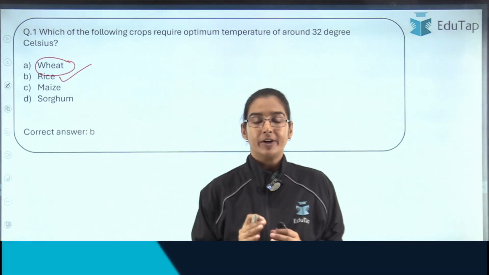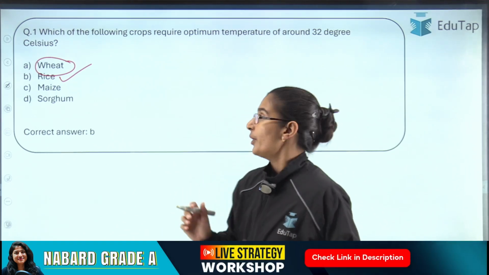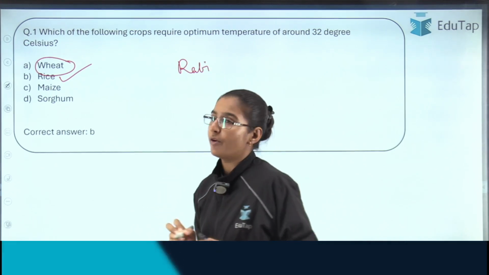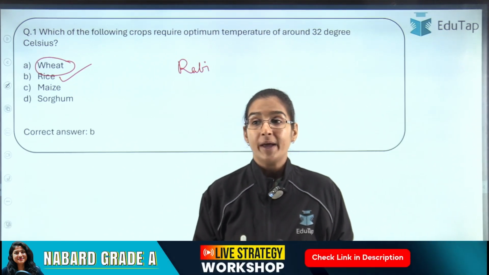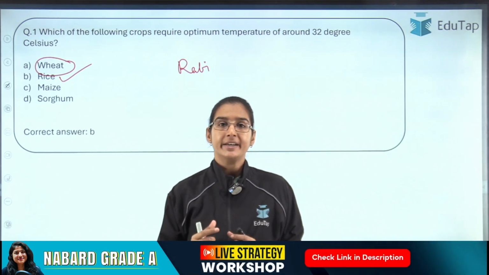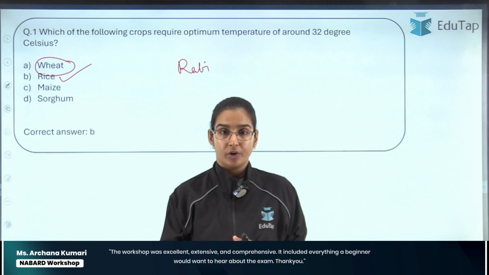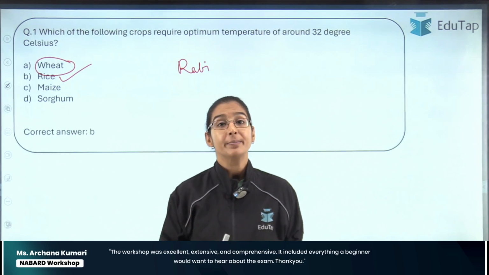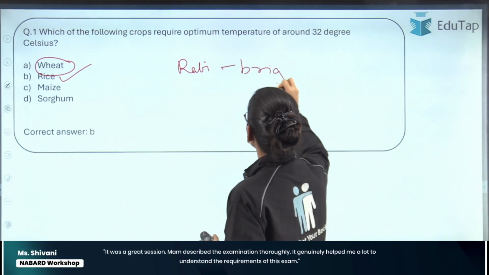Now, as far as wheat is concerned, wheat is essentially a rabi crop. Rabi crop means that it is sown around October-November. Why? Because wheat requires mild and cold conditions when it is sown. At the sowing period, it requires cold conditions. However, at the ripening stage, it requires bright sunshine.